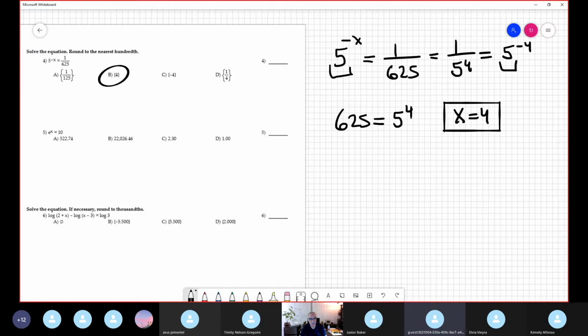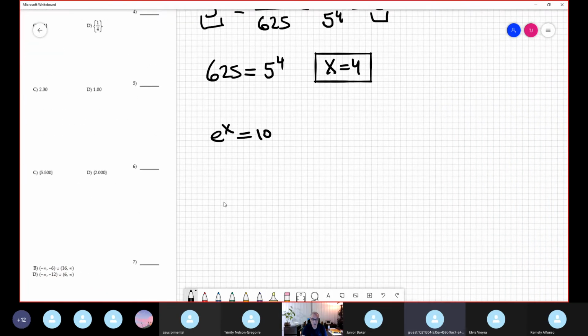Number 5, super easy. e to the x equal 10. For x, it's obvious we cannot do it that way. You need to apply a logarithm. What kind of logarithm? I suppose the best one matching perfectly with this is the natural logarithm. You apply the natural logarithm: ln of e to the x is equal to ln of 10. And you apply one more time property 7, which allows us to put the x here in the front.